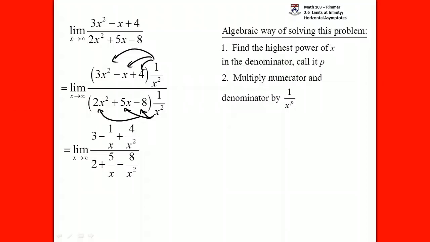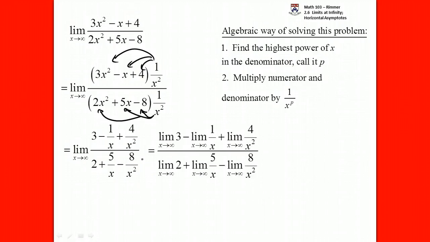As x gets big, right? x gets big. 1 over something that's very big is very small. That's going to go to 0. 4 over something that's very big, very small, goes to 0. 5 over something that's very big goes to 0. Negative 8 over something that's very big goes to 0. All those guys don't matter. They really don't matter. And so they all go to 0. All I care about is these two guys, and I get 3/2.